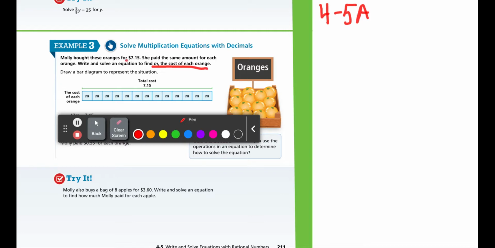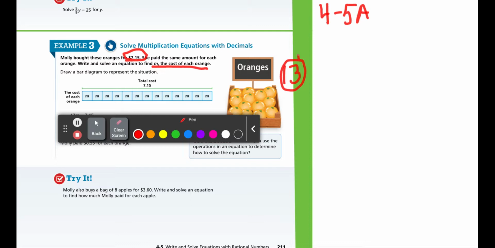We also know the total cost for all of the oranges. Now I'm kind of wondering, how many oranges did Molly buy? And we can find that information by looking at the picture of the oranges or by counting and seeing how many M's there are in the bar diagram. So how many oranges did Molly buy? Molly bought 13 oranges. So that's going to be an important piece of information that we'll need in our equation, that we had to figure out by the picture.